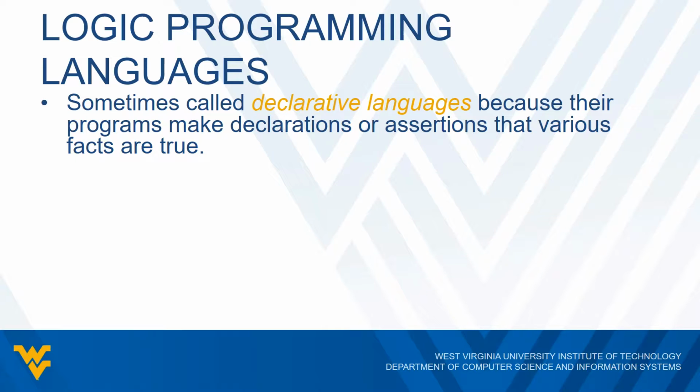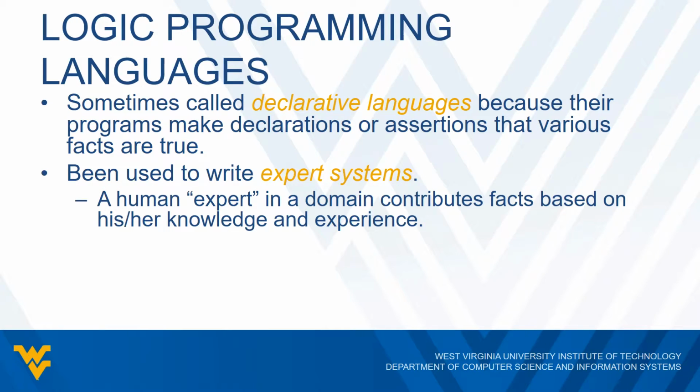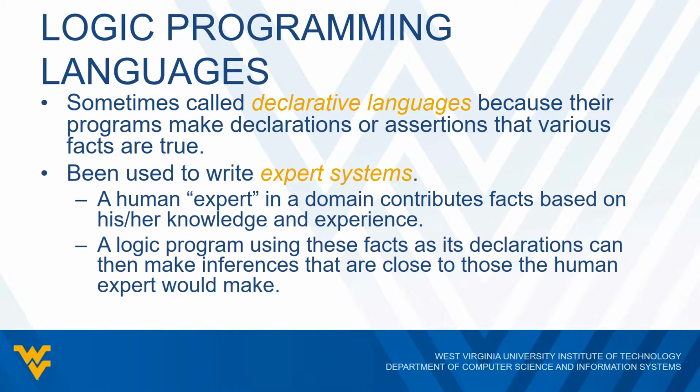Now, a logic program relates to a domain of interest in which the declarations make sense. So like in medicine or in literature or even chemistry, just as some examples. And the queries are related to that domain. In fact, logic programs have been used to write what are called expert systems. So in an expert system about a particular domain, we would have a human expert in that domain who would contribute facts based on his or her knowledge and experience. We would then have a logic program use these facts as its declarations, and then it can make inferences and guesses that are close to those that the human expert would make.